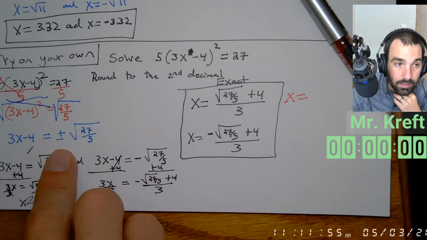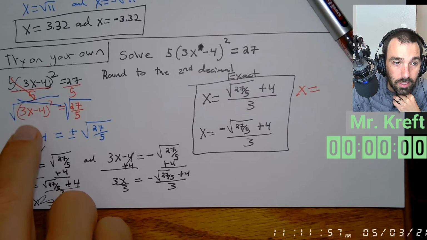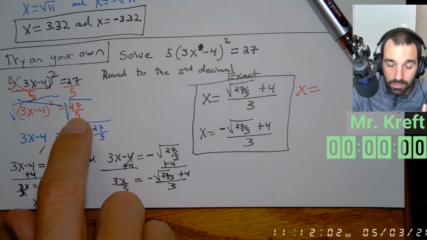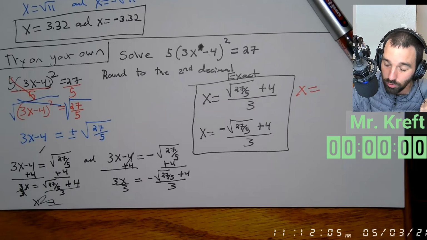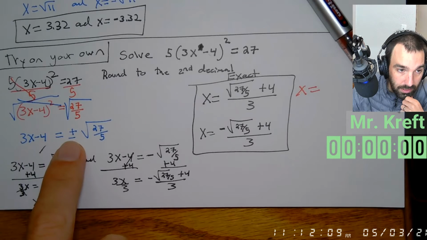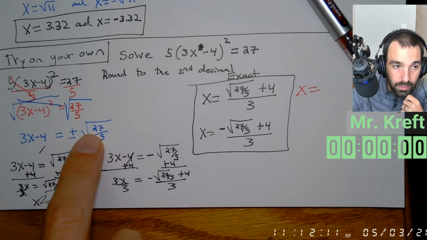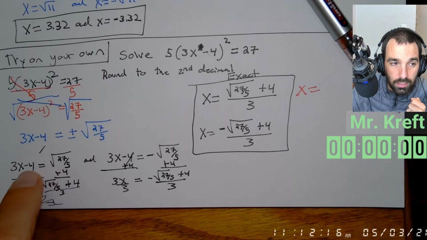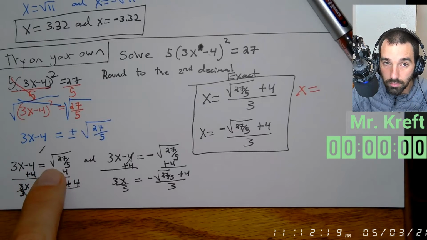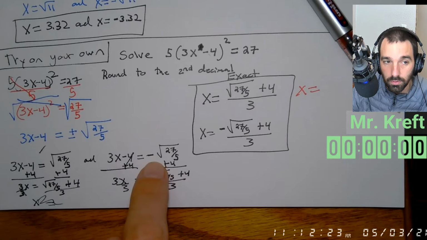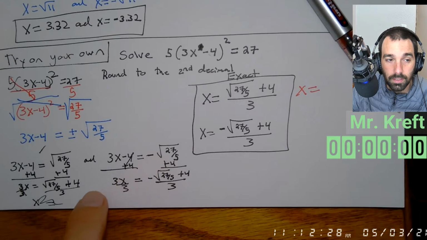Right, so all I did here at the beginning is I was getting my squared term by itself, so I just did that by dividing by 5. 27 divided by 5 wasn't a nice number, so I just left it as a fraction. I square rooted both sides, which means I got plus or minus this. And since x isn't solved for already, we're going to have 2 equations. We're going to have 3x minus 4 equals positive square root of 27 fifths, and we're going to have 3x minus 4 equals negative square root of 27 over 5.